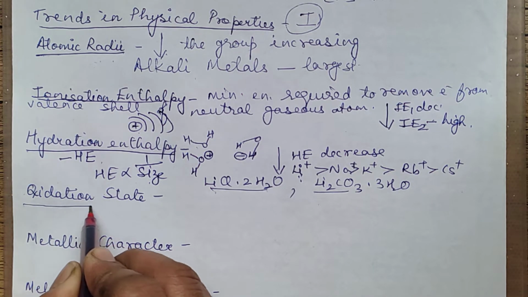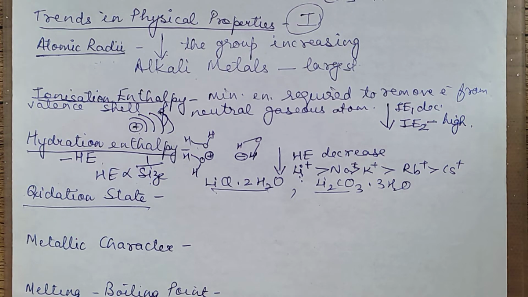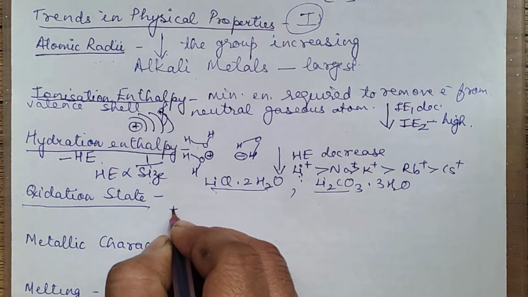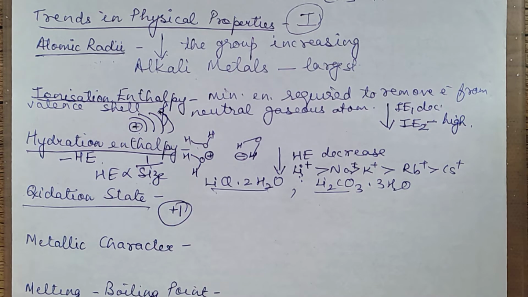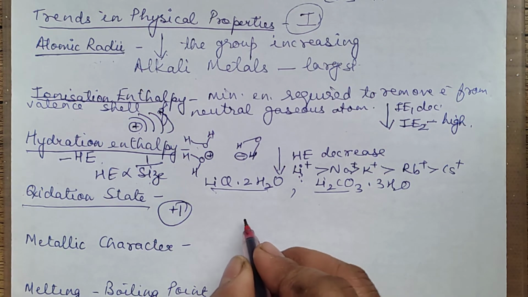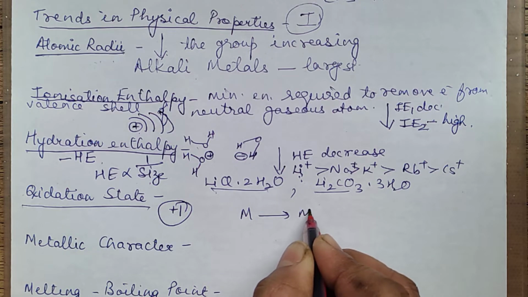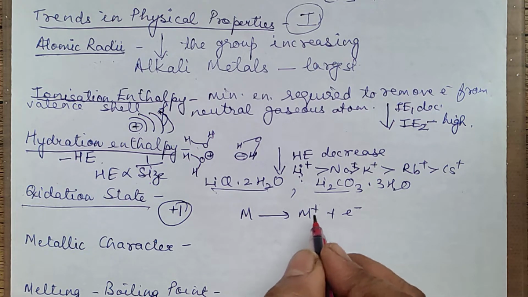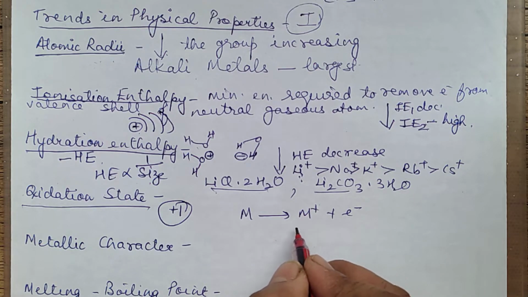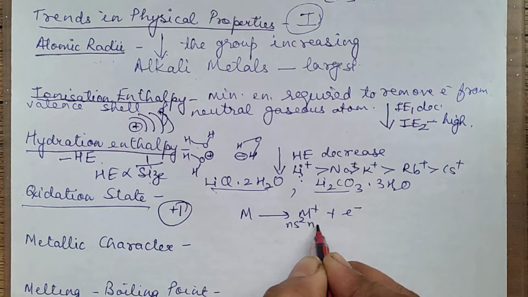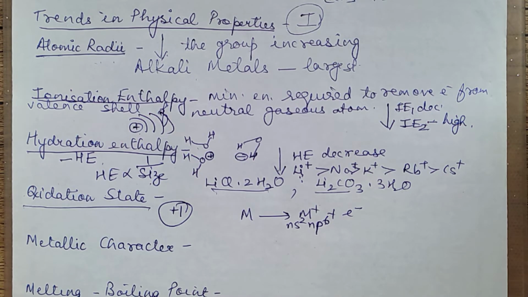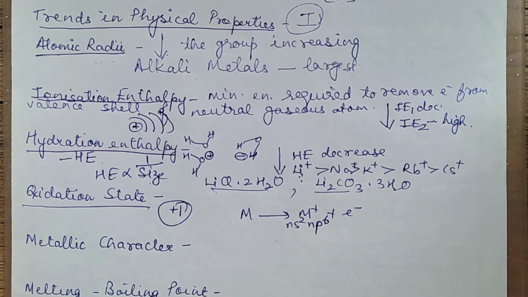Next property is oxidation state. The oxidation state of all alkali metals is +1, because they can lose one electron readily and form M+, which is quite stable. The nearest noble gas configuration would be ns2 np6. So they normally exist in the unipositive ion state, right?